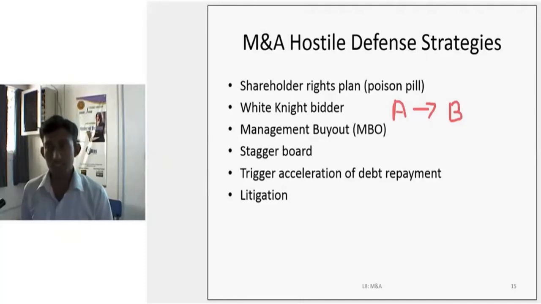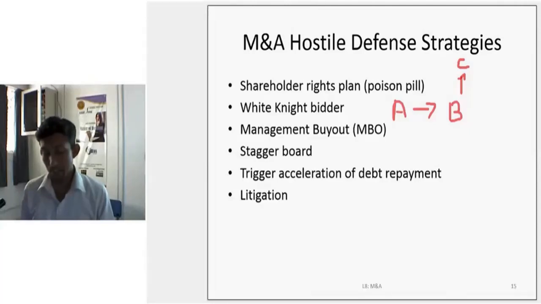White knights, they're called black knights and white knights in a kingdom. When A is going to take over B, where B doesn't want to be taken over by A, B speaks to company C: look here, A is going to take over us, which we don't want. Why don't you take over us? We call a third party to take over B, so that B will not be attractive to A. Sometimes with B and C merged, it will be too large for A to bid or take over, or B may have more financial strength, where A can't touch it anymore.